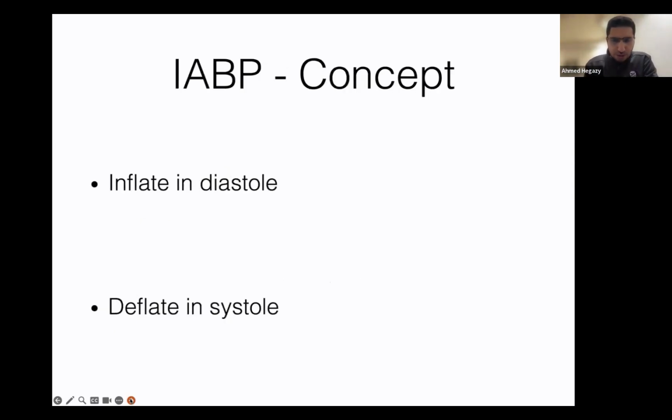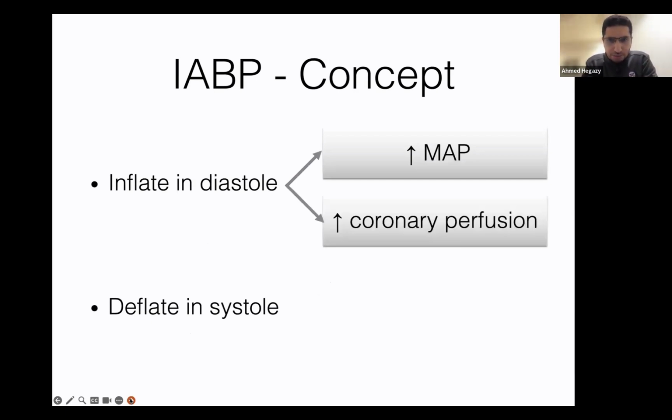So what is the concept of using a balloon pump? The concept is that it inflates in diastole, and then it deflates at the onset of systole. When it inflates in diastole, that achieves a very important increase in the mean arterial pressure, because the mean arterial pressure mainly depends on your diastolic pressure. And so that inflation increases your mean, and so it increases systemic perfusion. But also that increase in diastolic pressure will increase your coronary perfusion. And so inflation in diastole increases your mean and increases your coronary perfusion.